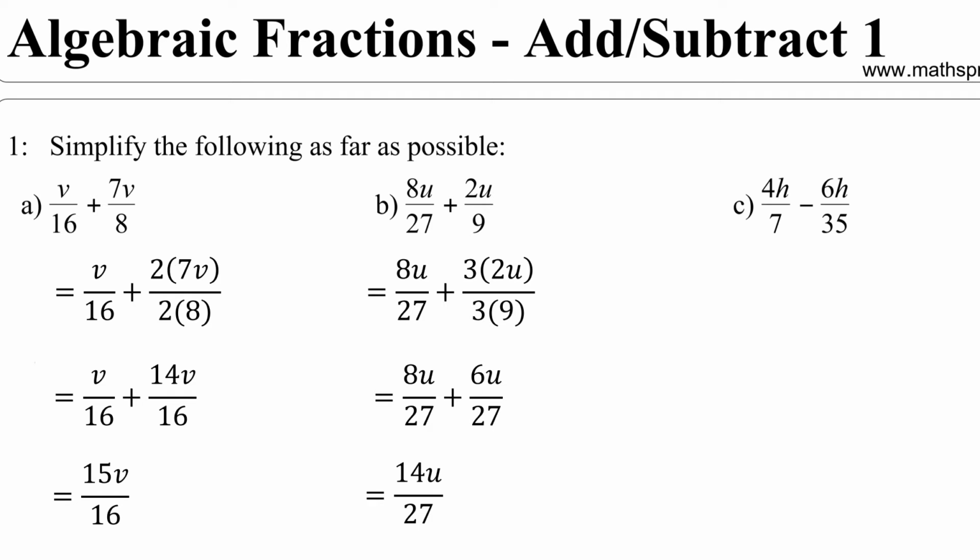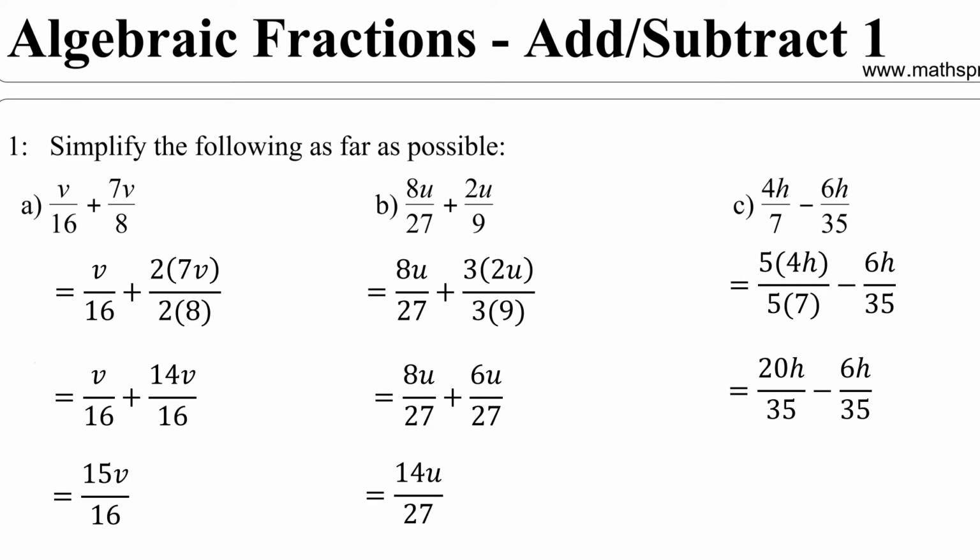For C, we've got 7 and 35, so we're going to multiply that 7 up to 35, which means we need to times by 5. But we have to do that to the top as well, so we end up with 20h over 35 minus 6h over 35, which leaves us with 14h over 35.